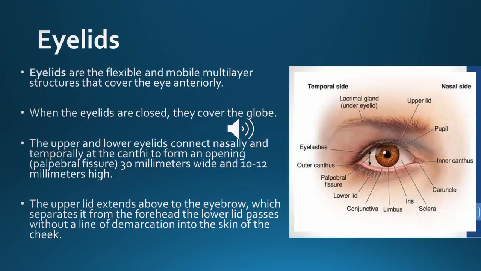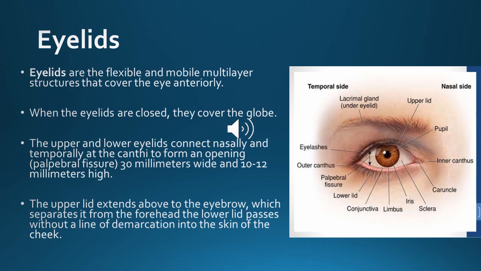The eyelids are flexible and mobile multilayer structures that cover the eye anteriorly. When the eyelids are closed, they cover the globe. The upper and lower eyelids connect nasally and temporally at the canthi to form the palpebral fissure, which is 30 mm in width and 10 mm in height.